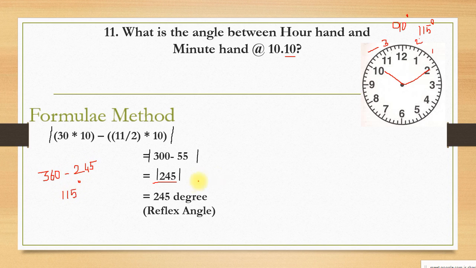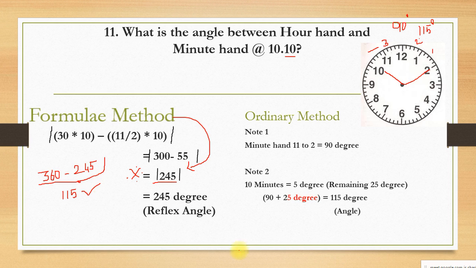As I told you earlier, if you find the value by the formula method, and if it is higher than 180, very important, only if it is higher than 180, you subtract that particular value from 360, and that will be the exact angle. So let us check whether it is correct or wrong. You can see here, I have solved the same thing with the ordinary method. The value is 115 degrees.